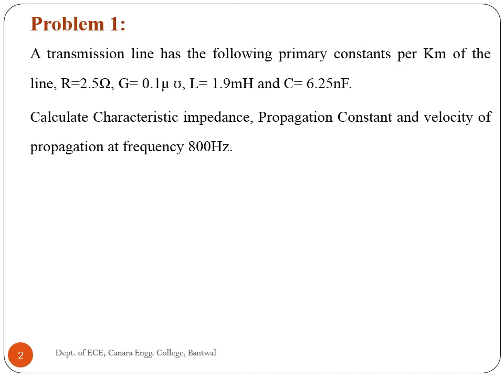First problem. A transmission line has the following primary constants per kilometer of the line. R is equal to 2.5 ohm, G is equal to 0.1 micromho, L is equal to 1.9 millihenry, and C is equal to 6.25 nanofarad. Calculate characteristic impedance, propagation constant, and velocity of propagation at frequency 800 Hz.